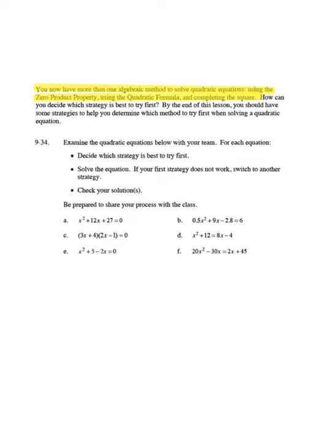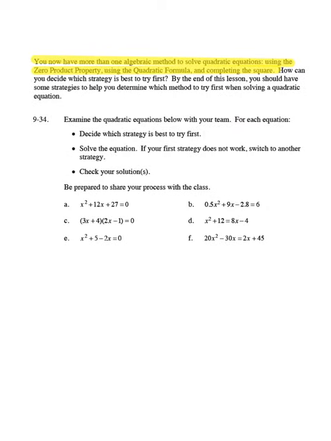You now have more than one algebraic method for solving quadratic equations. The strategies are factoring and zero product property, using the quadratic formula, and complete the square. So how can you decide which strategy is best?